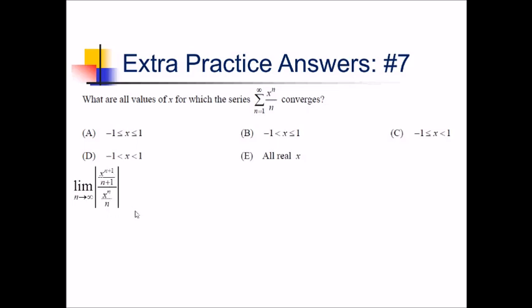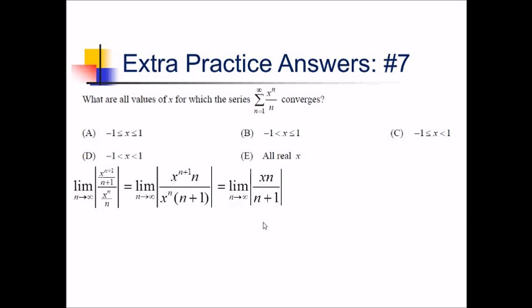All right, let's simplify this a bit. So multiplying by the reciprocal, we've got x to the n plus 1 times n over n plus 1 times x to the n. We can reduce these x to the n's here. This will just give us an x on top to go with the n, and then we still have that n plus 1 on the bottom.